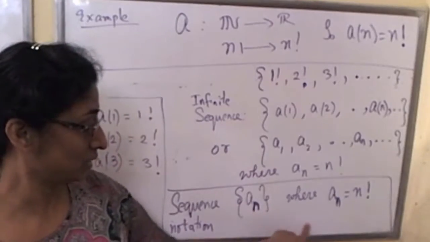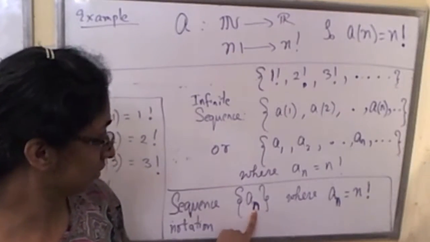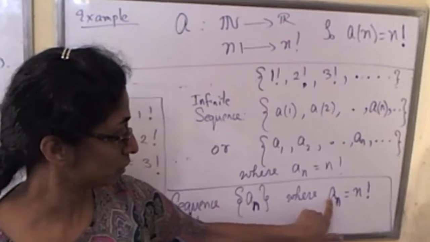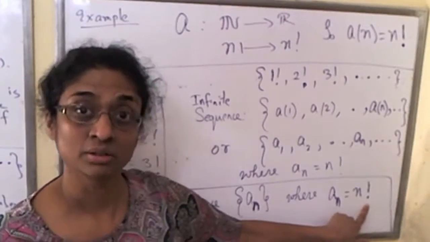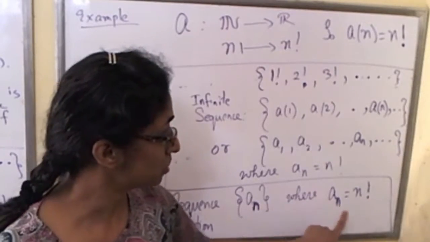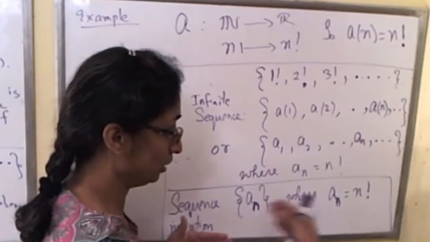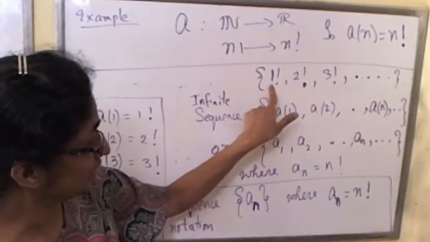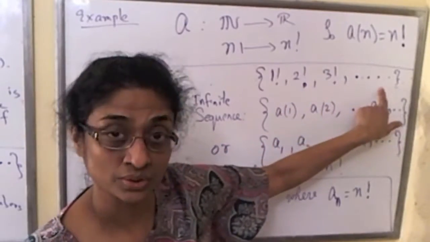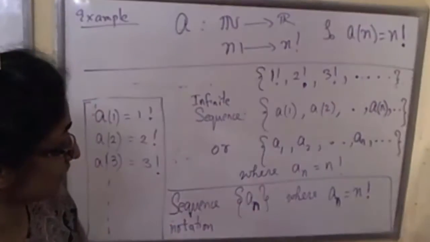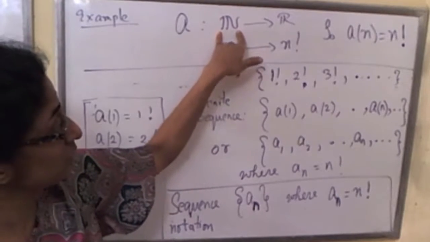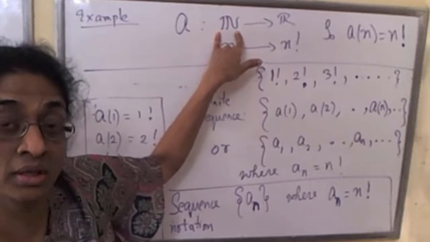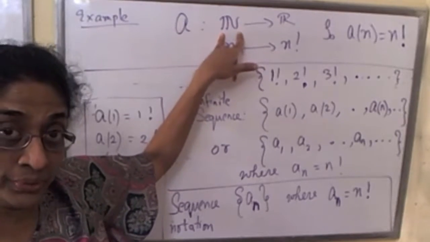When nothing is stated, n starts with 1. So A of 1, the first element of the sequence, is 1 factorial. Next, A of 2 is 2 factorial. And we continue on. That's how we get this particular sequence. So in this example, the domain is the set of natural numbers. Let's look at an example where the domain is a subset of the natural numbers.